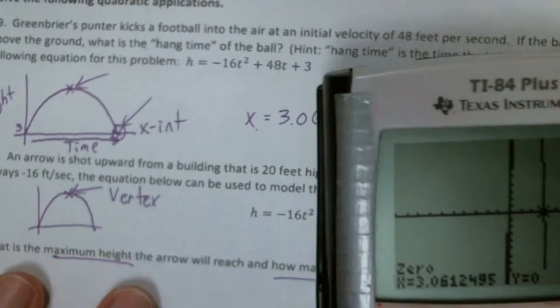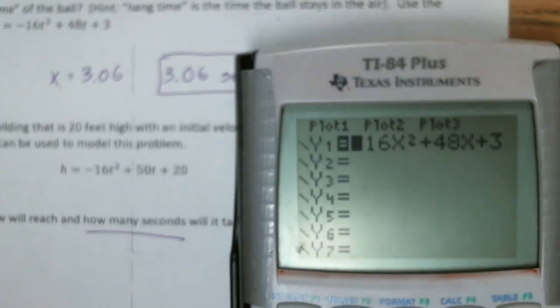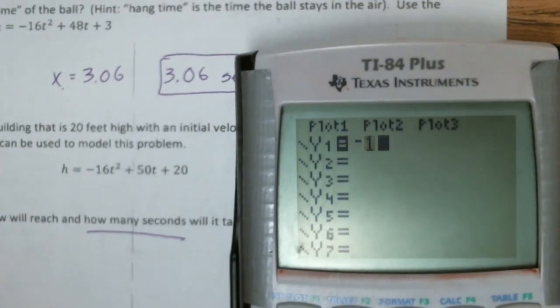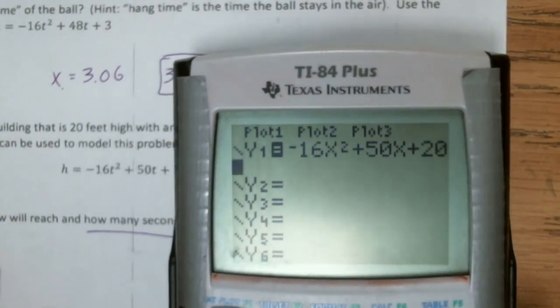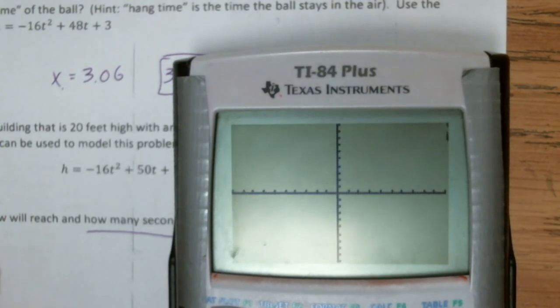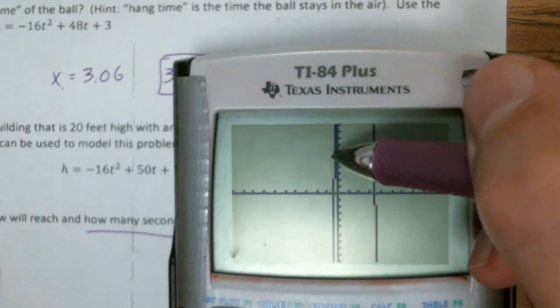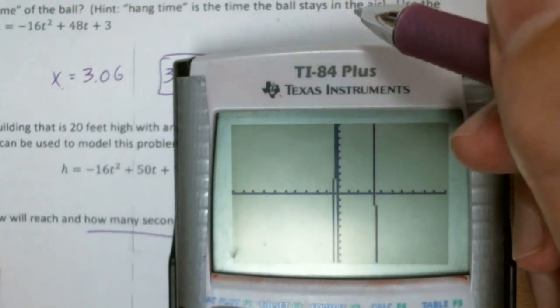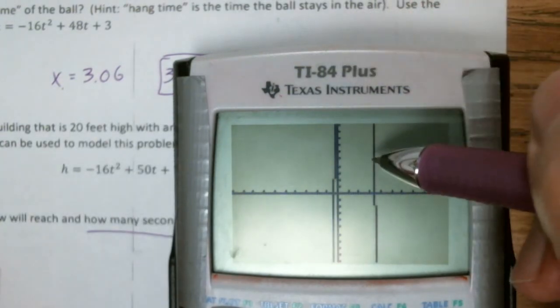All right, I want the max height. So I'm going to plug in my equation. -16x squared plus 50x plus 20. Okay, and let's graph it, see what it looks like. Okay, I want the vertex. The arrow goes up, hits the height, comes back down. I need this spot up here. I need the vertex. Well, I can't see it on the screen.